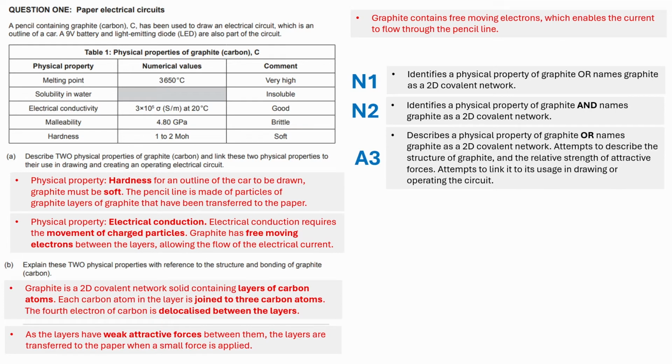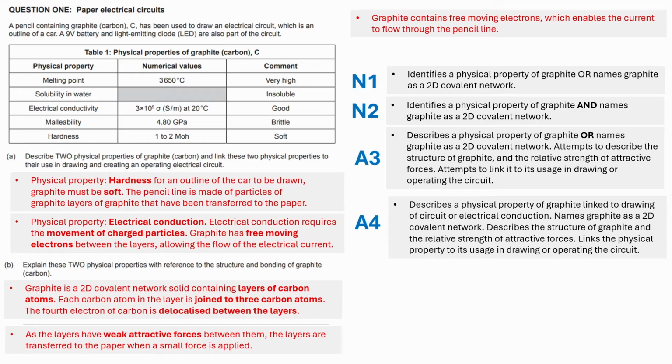To get an A3, you need to describe the physical properties of graphite, name it as the covalent network, which we've already done for N2, and try to describe the structure of graphite and the strength of the attractive forces. So what we're saying here is you should have said, okay, we have these layers. Within these layers, there's strong covalent bonds between the carbon atoms. Okay, that's linking the attractive forces. Or we could have said between the layers, we have these weak attraction forces.